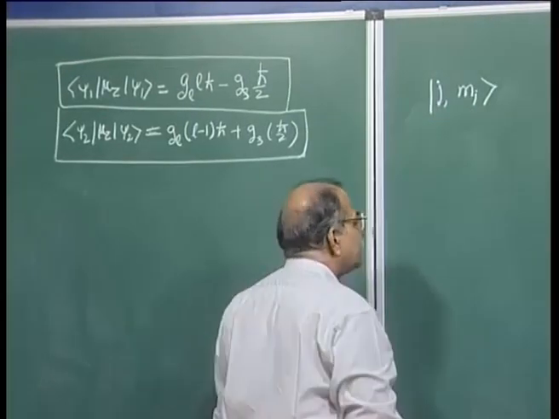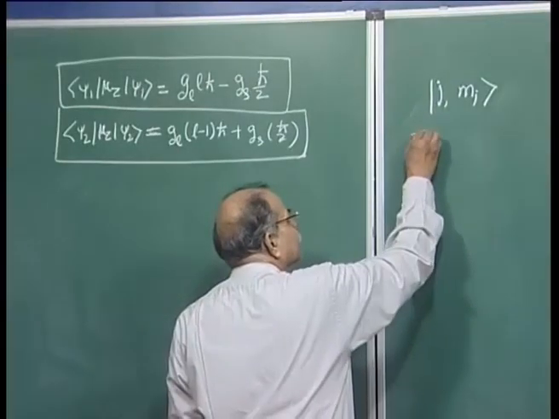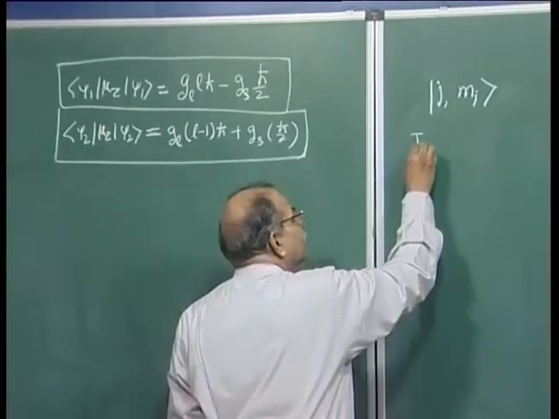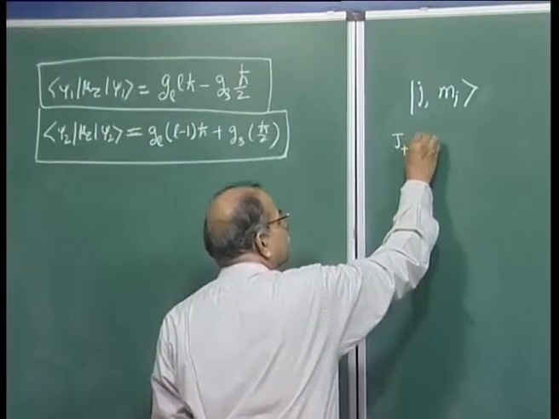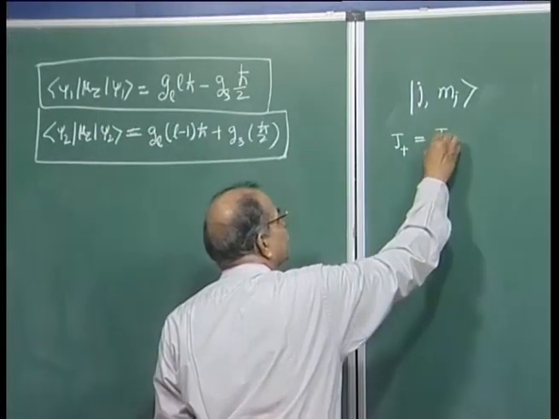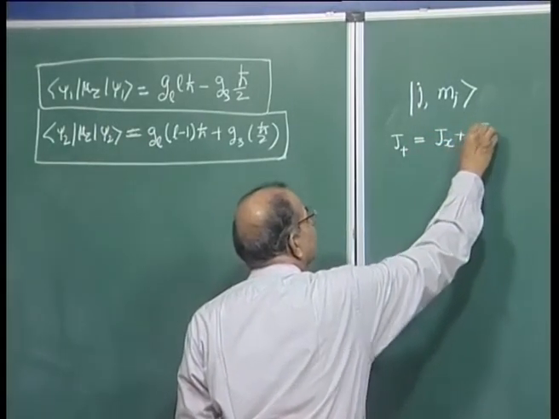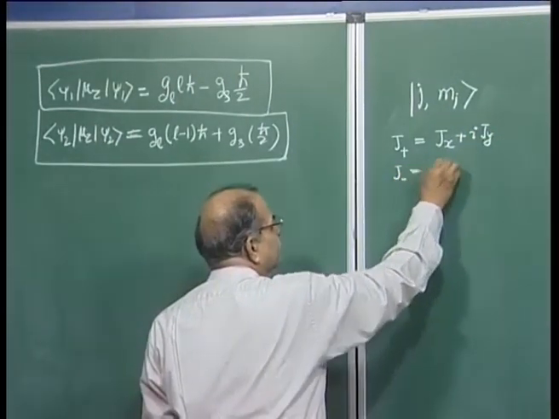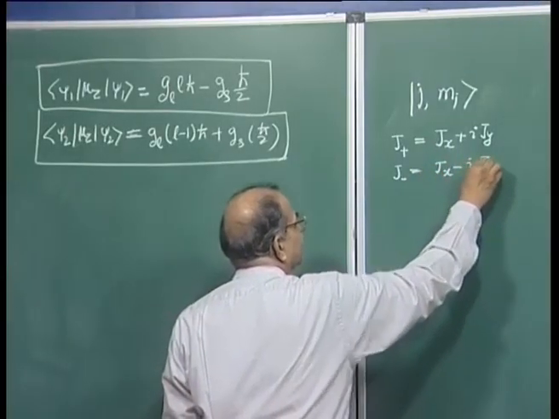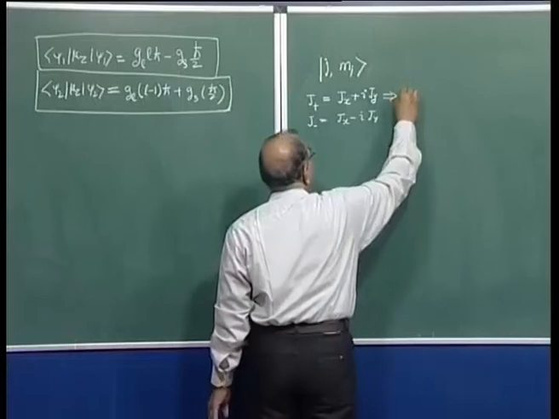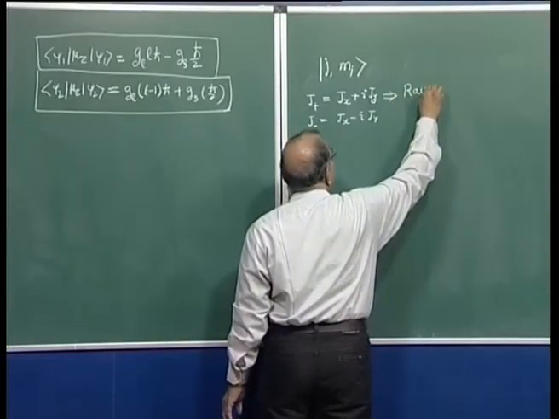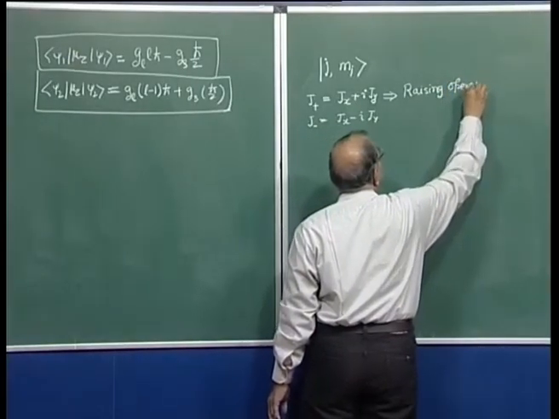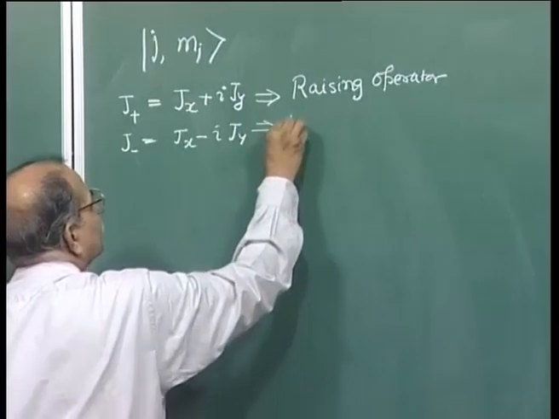Then you can define certain operators. Jz anyway you know, j square and jz are there. Apart from that, you have an operator called j plus, you know this, j plus is jx plus i jy, and there is an operator called j minus, which is jx minus i jy. These are called ladder operators, wonderful. This one is the raising operator, and this one is the lowering operator.